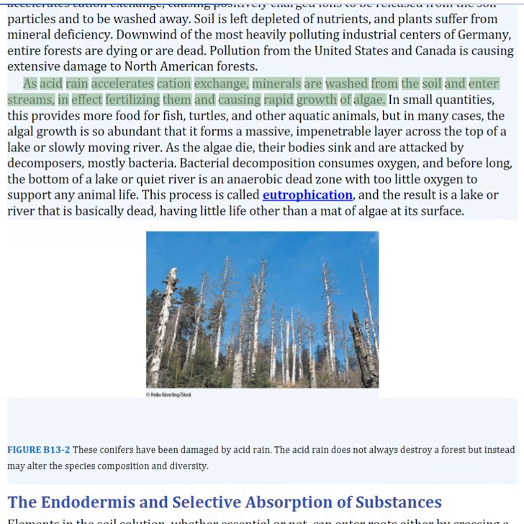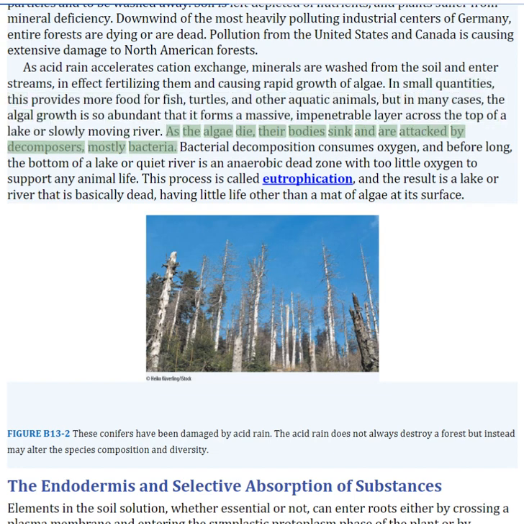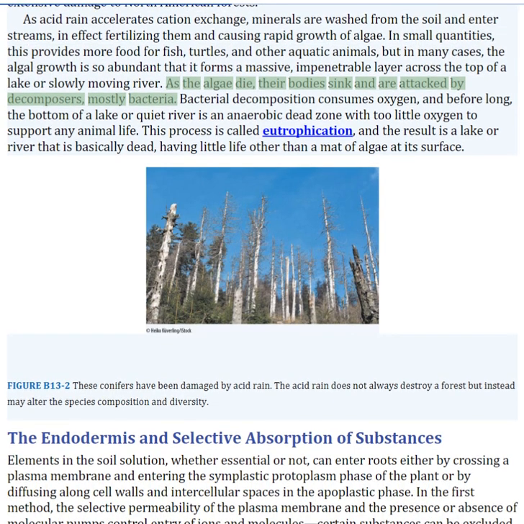As acid rain accelerates cation exchange, minerals are washed from the soil and enter streams, in effect fertilizing them and causing rapid growth of algae. In small quantities, this provides more food for fish, turtles, and other aquatic animals, but in many cases, the algal growth is so abundant that it forms a massive, impenetrable layer across the top of a lake or slowly moving river. As the algae die, their bodies sink and are attacked by decomposers, mostly bacteria.